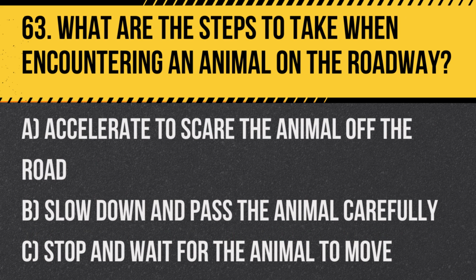Question 63. What are the steps to take when encountering an animal on the roadway? A. Accelerate to scare the animal off the road. B. Slow down and pass the animal carefully. C. Stop and wait for the animal to move. Answer. B. Slow down and pass the animal carefully. It's safest to reduce your speed and carefully navigate around the animal to avoid a collision.